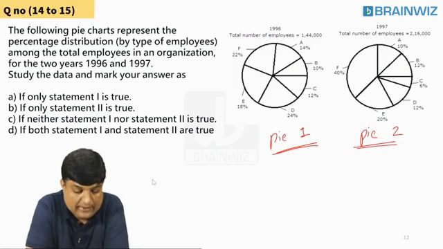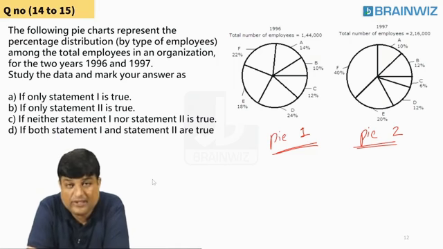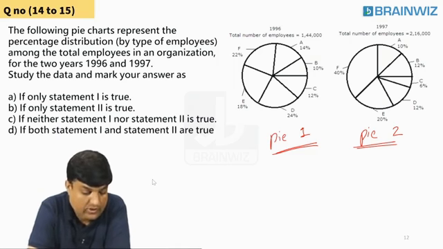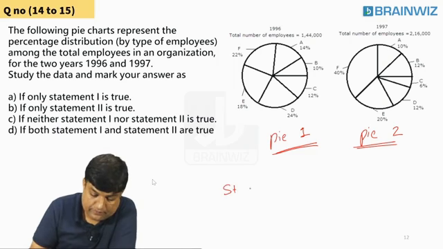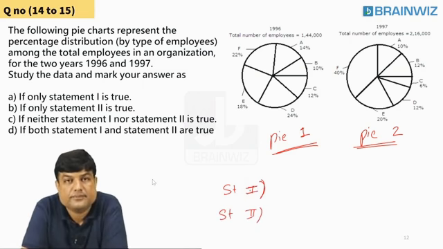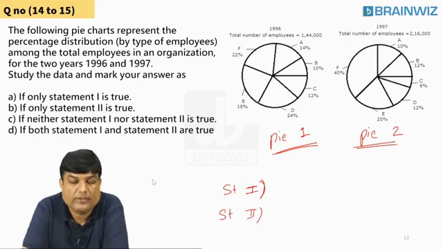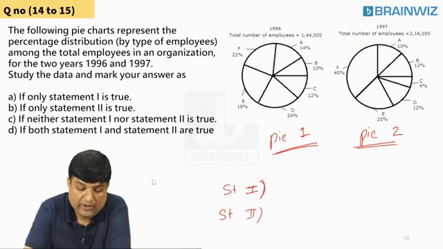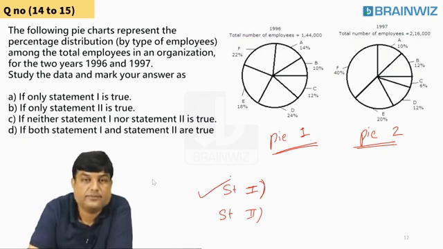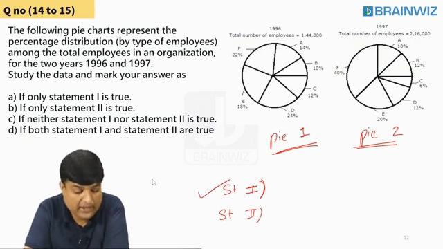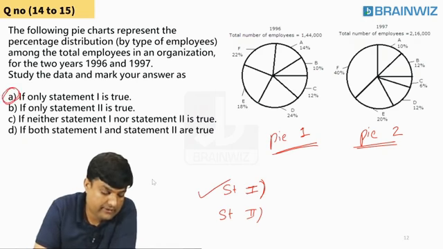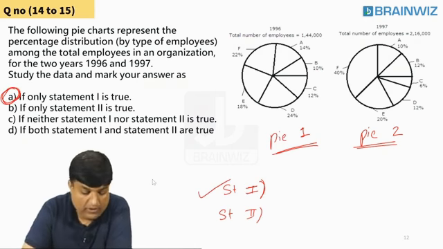In these two pie charts, following everybody, you will be given a couple of questions. The questions will be something like this. I'll tell you what the question is all about. Statement 1, statement 2. Two statements are given to you, guys. If you think statement 1 is the only correct answer, your answer is A. If you think statement 2 is true, then your answer should be B.